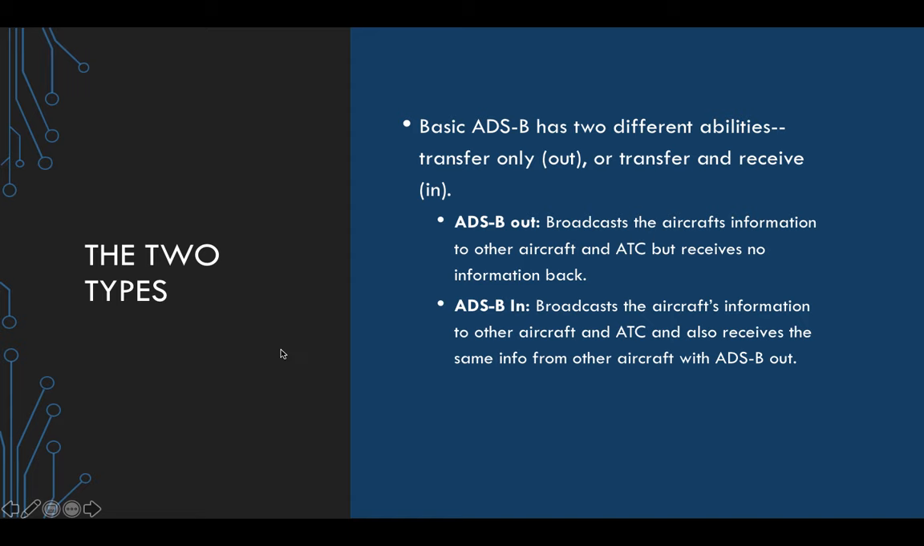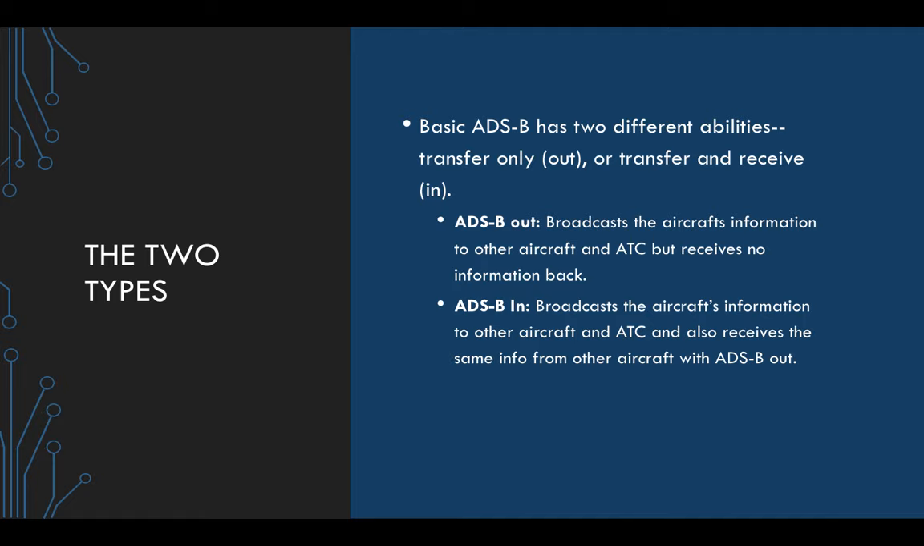So two different types that you need to be able to explain. The first one is ADSB out. This is what is going to broadcast your information, your ground track, your heading, your altitude trend to other aircraft as well as to ATC. Now this is what's going to be required by January 1st, 2020.